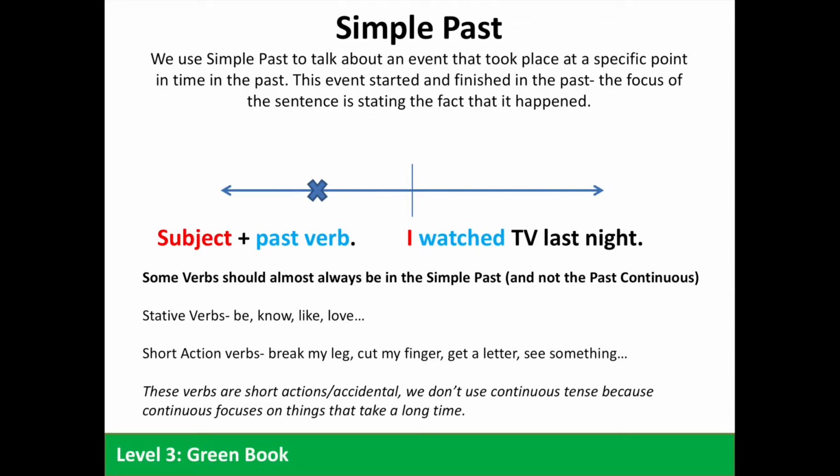You'll have to remember that some verbs should almost always be used in the simple past and not in the continuous. These verbs are stative verbs like be, know, like, and love, or short action verbs like break my leg, cut my finger, get a letter, or to see something. Again, these verbs are short action or accidental. We don't use them in the continuous tense because continuous focuses on things that take place over a long time. These things happen fast, and therefore, they don't happen over a long period of time.